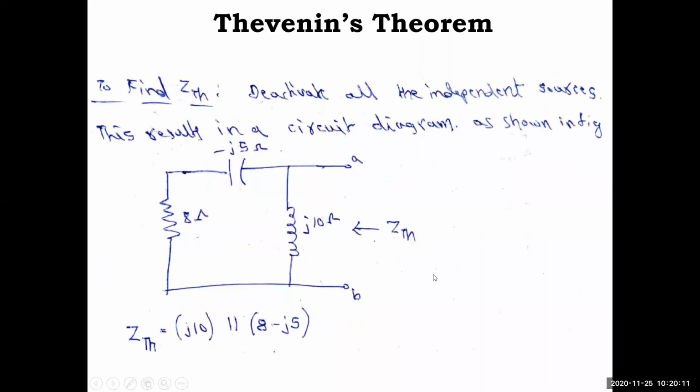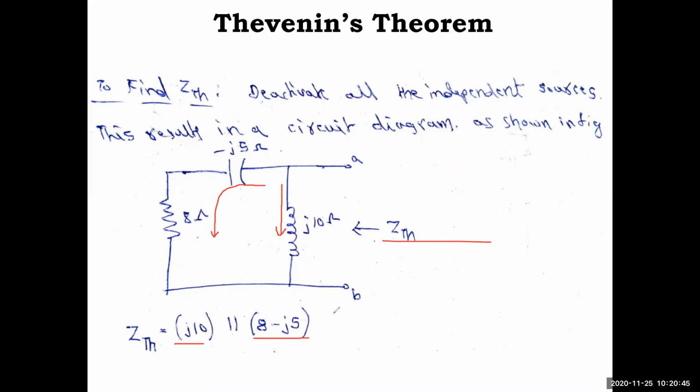Then similarly for ZTH, we have to deactivate all the independent sources. And this results in an equivalent circuit diagram. See here, 8 ohm, minus J5 ohm, J10 ohm. From the terminals AB you have to look in now for ZTH. Now minus J5 and 8 are in series. You can add that, and this series combination is in parallel with this J10 ohm. That's why it is written J10 parallel with 8 minus J5. So straight away we have added that 8 minus J5.